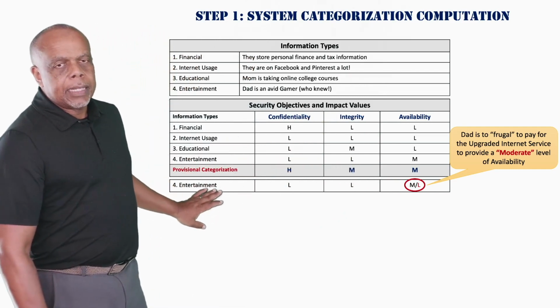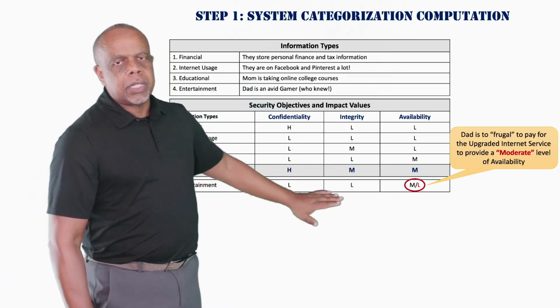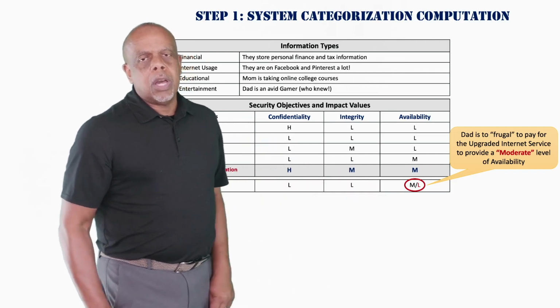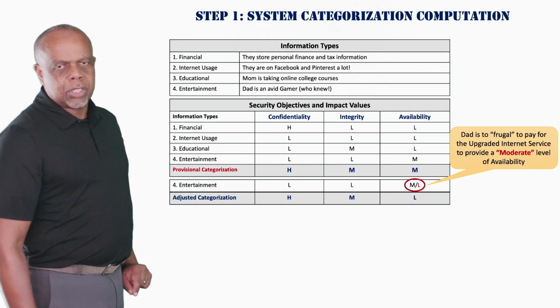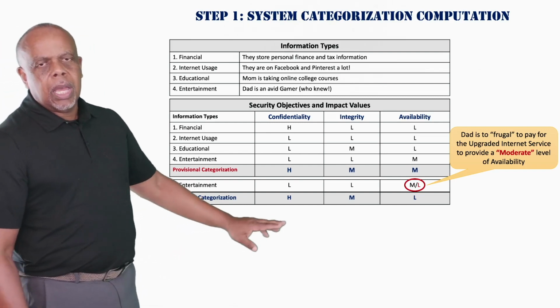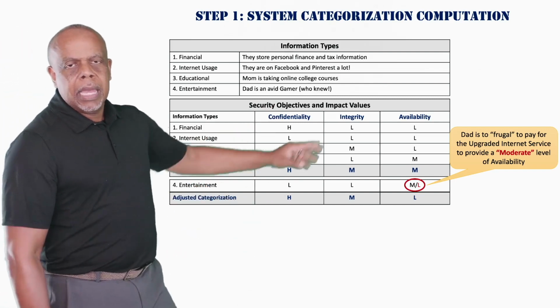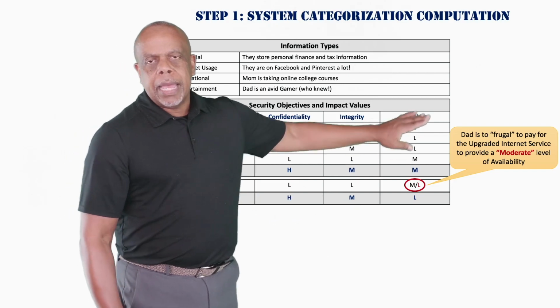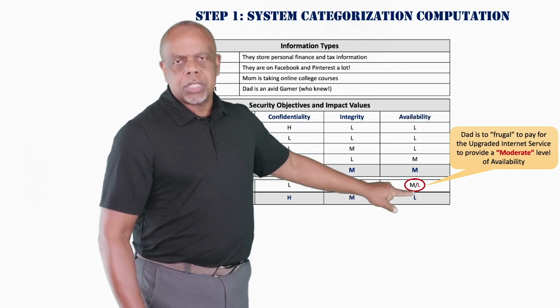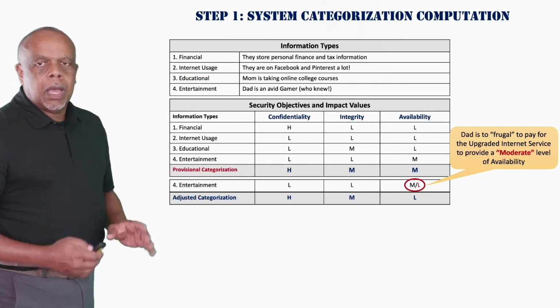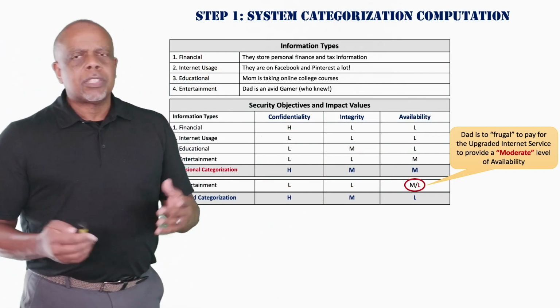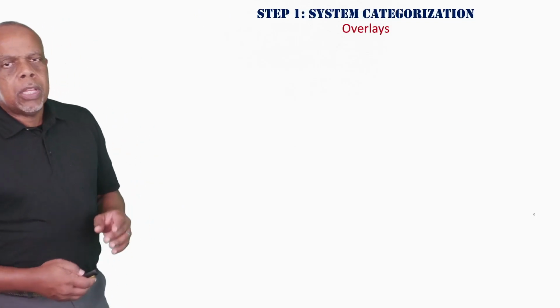So that's what my dad did. He says, you know what? Yeah, that's what I really wanted initially, but when I look at the cost, no, let's back that down. So now we have an adjusted categorization of confidentiality high, integrity moderate, and availability now adjusted from the moderate to a low. High, moderate, low. Make sense? Yeah, like I said, this is what we do in life all the time.